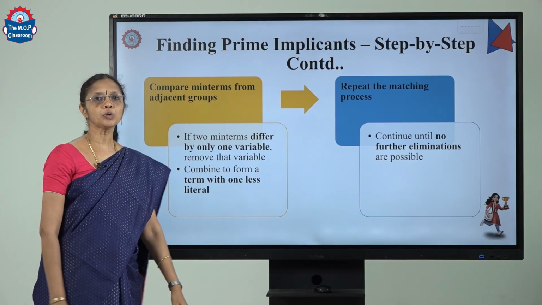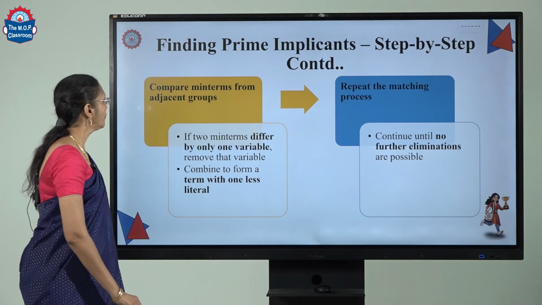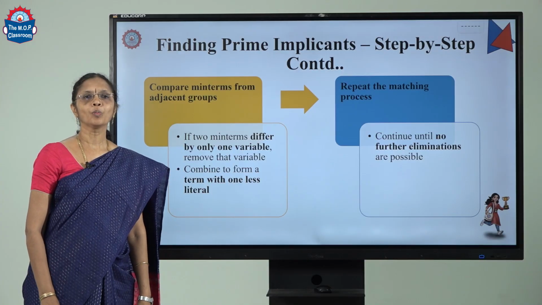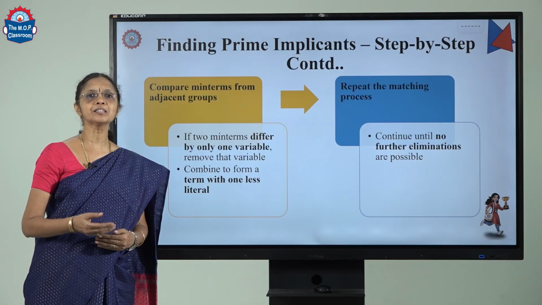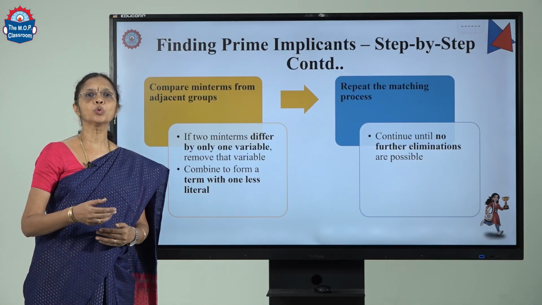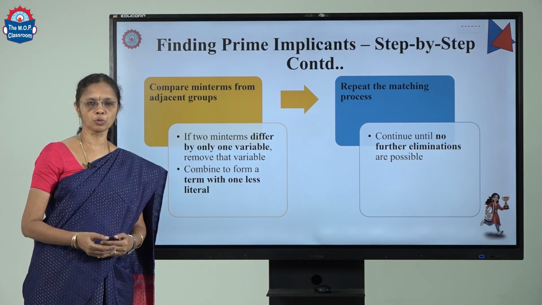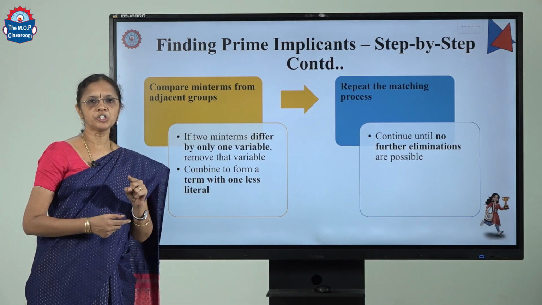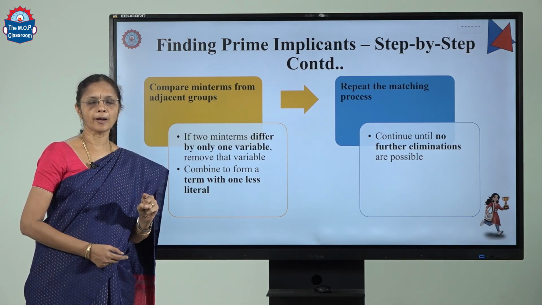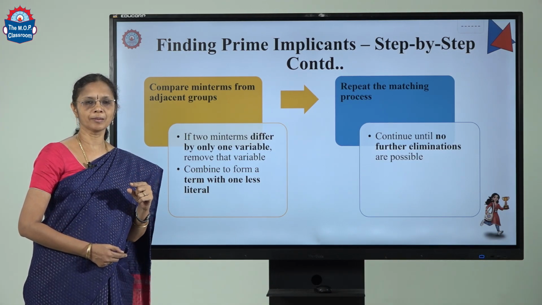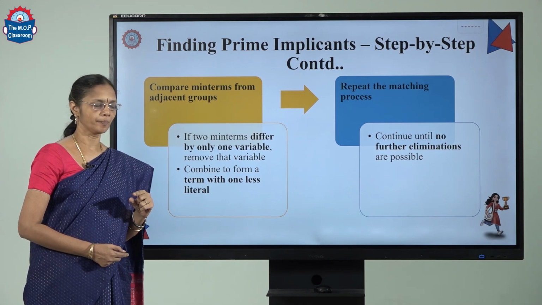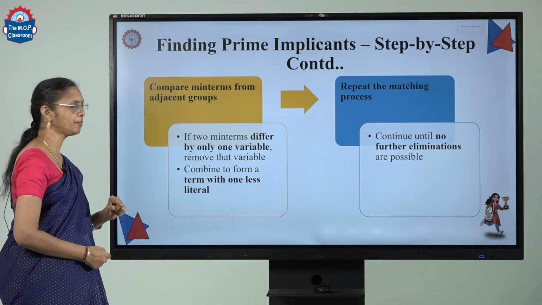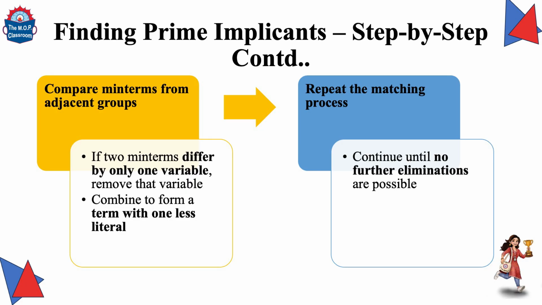Then you have to compare the minterms from the adjacent groups. When I say adjacent groups, there is one constraint. You can compare the adjacent groups only if they differ by one variable. So, that condition is very important. When they differ by one variable, you can compare them, and when you compare them, you combine them to form a term with one less literal.